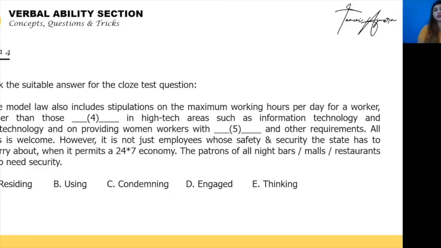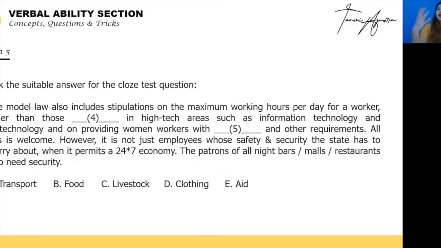Condemning, public disapproval, that's when you condemn someone, right? That is not possible. Engaged in high-tech areas such as information technology and biotechnology makes sense. People who are engaged, working somewhere, there's some sort of relationship. Thinking in high-tech areas, again, that clearly does not make sense. So the correct answer is engaged. The model law also includes stipulations on the maximum working hours per day for a worker other than those engaged in high-tech areas such as information technology and biotechnology, and on providing women workers with dash and other requirements.